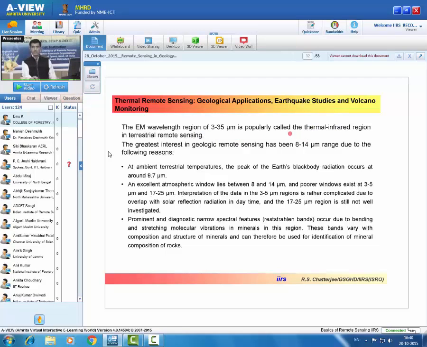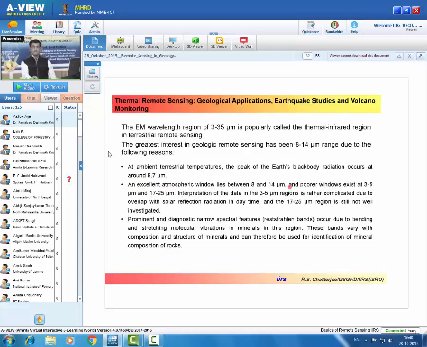But in this total region, we use mostly the 8 to 14 micrometer region. Why is 8 to 14 so useful? Because the ambient terrestrial temperature, the normal earth temperature, corresponds to around 9.7 micrometer. The peak of the earth's blackbody radiation occurs at around 9.7, and 9.7 comes in this range. So if you are in this range, you can get the maximum radiation from the earth's surface. If the radiation is maximum, the signal will be high and the noise will be less.